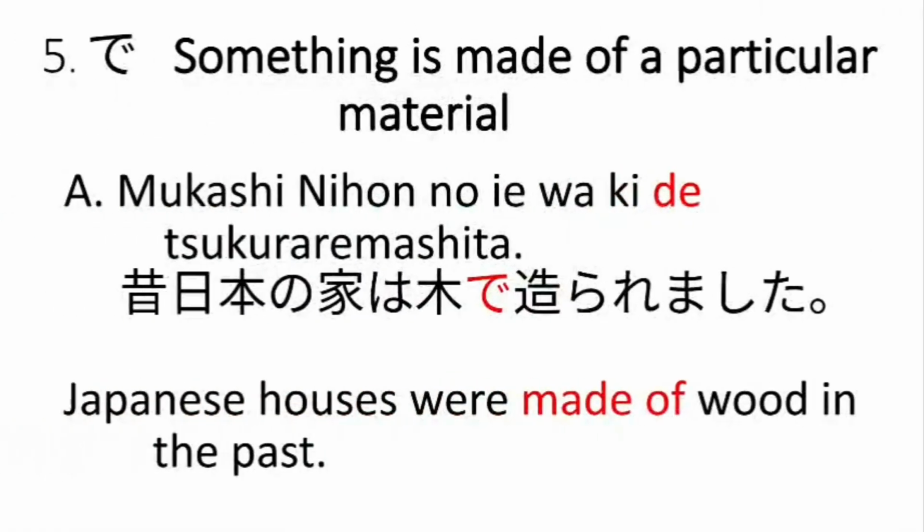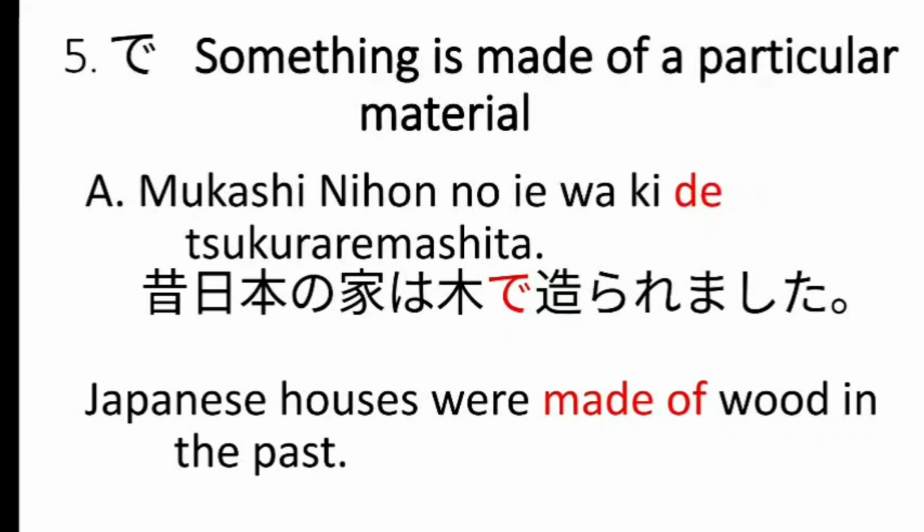What is the fifth de? It is something made of a particular material. So just think of a material. De as a material. For example, 昔日本の家は木で作られました. Japanese houses were made of wood in the past. In here we have the made of, a certain material. What material is that? Wood. So you will be using de as your particle.